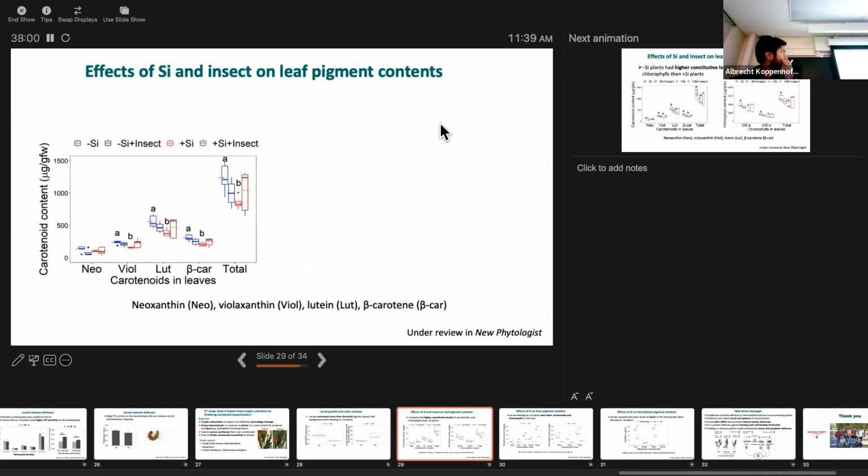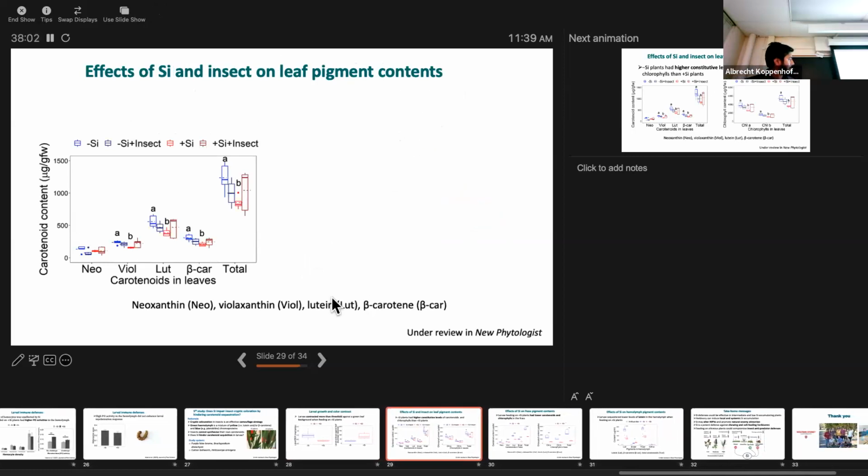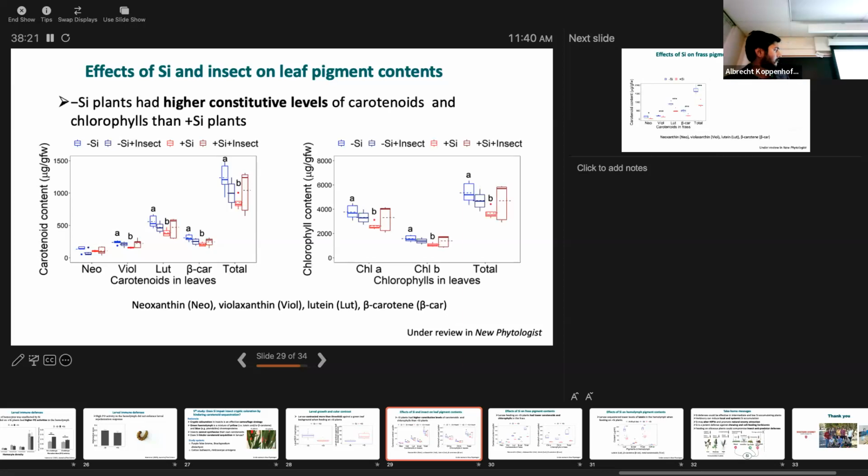When we measured carotenoid and chlorophyll pigments in leaves, we found that there were 4 different carotenoids in leaf tissues. We found neoxanthin, violaxanthin, lutein, and beta carotene. For both carotenoids and chlorophylls, we found the same trend. The minus silicon plants had constitutively higher levels of carotenoids and chlorophylls in tissues.